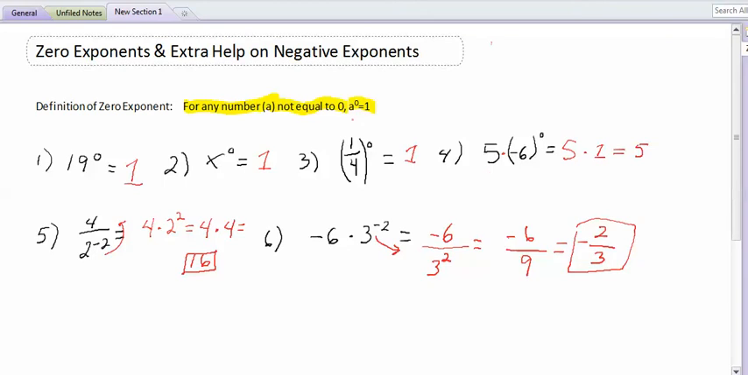Okay, hopefully that helped you a little bit. It gives you an idea of zero exponents. Anything to the 0 power is 1.